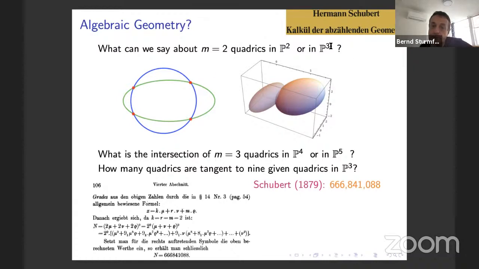A quadratic surface in P3, so here are 2 quadratic surfaces. We're thinking about each of these as given by a symmetric 4x4 matrix, 10 coefficients, 9 degrees of freedom. Now, what is the intersection of 2 quadrics in P3? Well, that's a curve. That's an elliptic curve, right? That's a genus 1 curve. What's the intersection of 3 quadrics, for example, in P4? That's a genus 5 canonical curve.